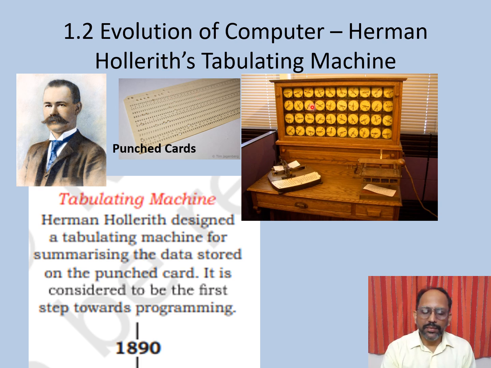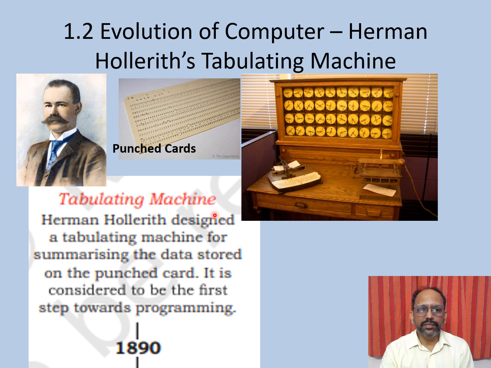Hermann Hollerith's tabulating machine is another important kind of computing machine in the evolution of computer. In 1890, Hermann Hollerith invented a tabulating machine for summarizing the data stored on punched cards. The punched cards are the first kind of memory. It is considered to be the first step towards programming. This is the greatest contribution by Hermann Hollerith through the tabulating machine.